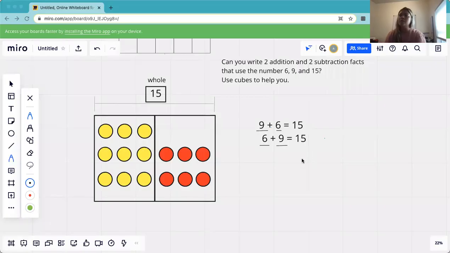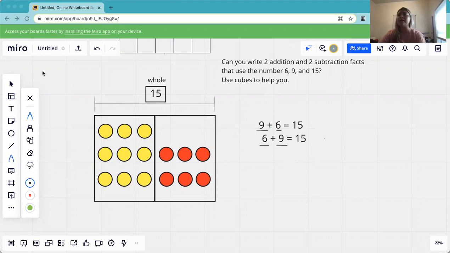Now looking at these two equations, are we getting the same sum or a different sum when we add these two parts together? And if they're in a different order, are we getting the same sum? Yeah, we are getting the same sum.